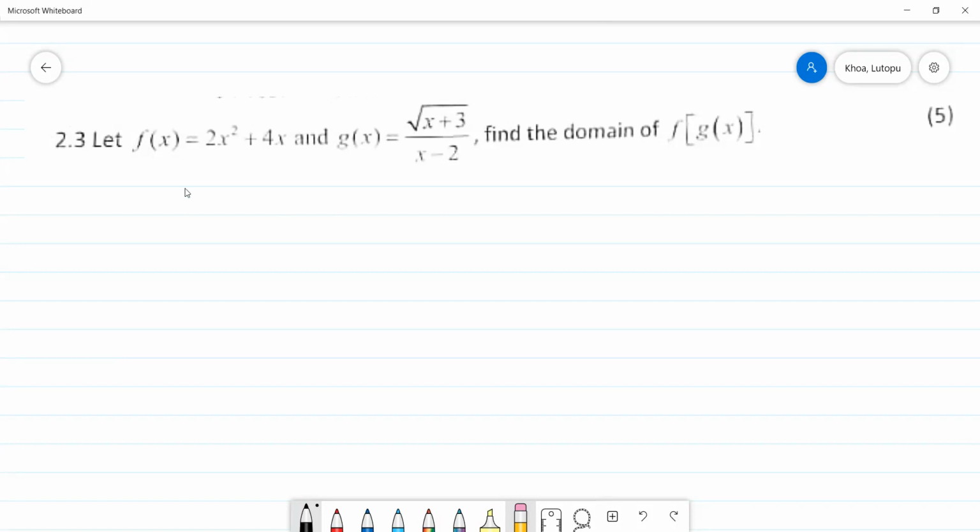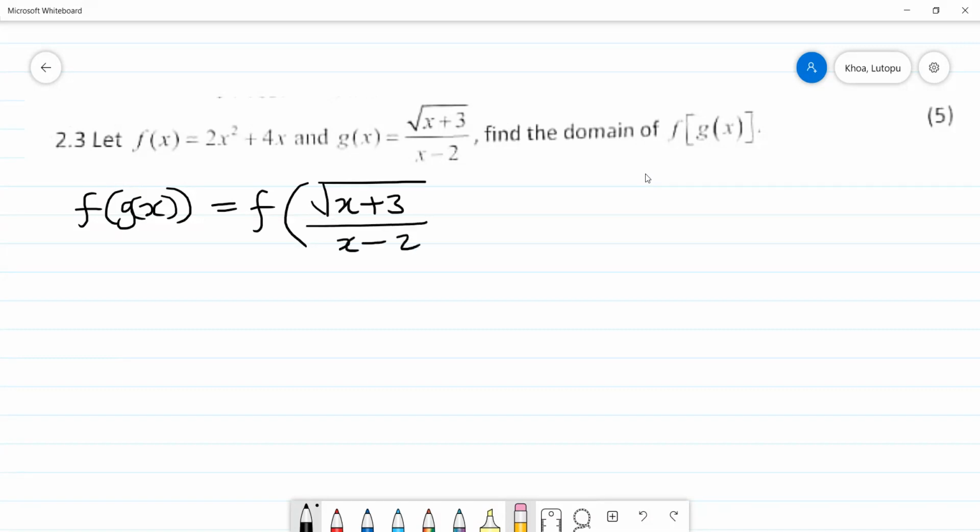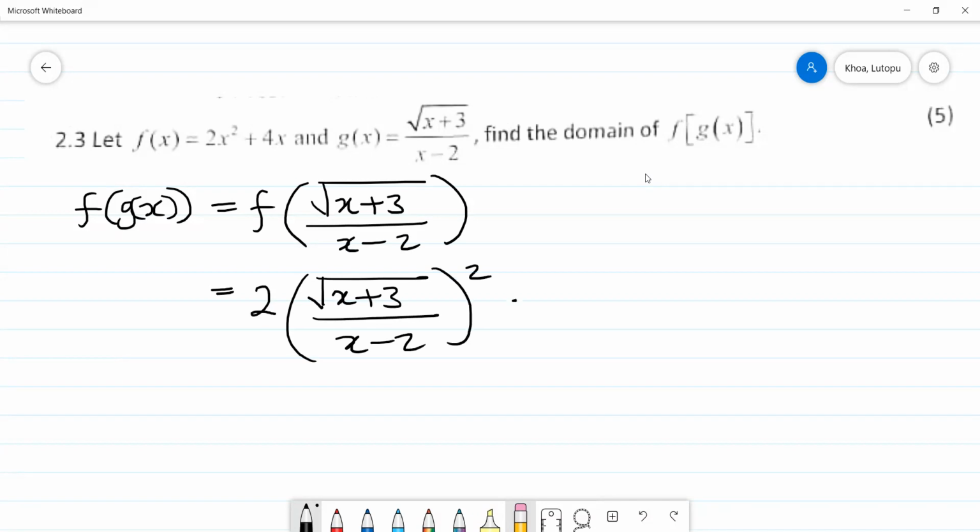Okay, so 2.3, we're given a function f and g, and we have to find the domain of the composition of f and g. So that means g of x is going to be put into f of x. We come up with a new function, and then we work out the domain of that function. So first we need to work out f of g of x. This is f of the square root of x plus 3 over x minus 2. And this is 2. Wherever we have x, we put this instead and square it. We have the square root of x plus 3 over x minus 2 squared. And then we have 4.